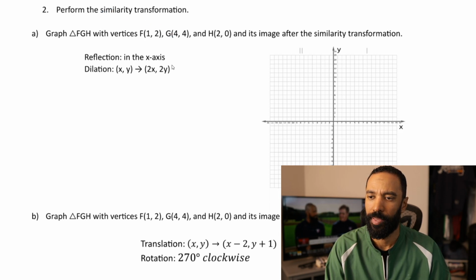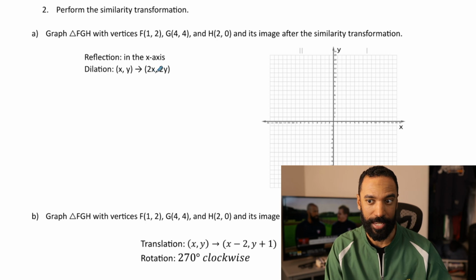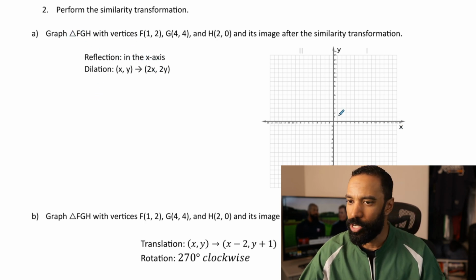More on 8.2? Yeah. Perform the similarity transformation. We graph triangle FGH with these vertices and its image after the following transformation. And they provide us a rule. It's like a dilation rule. Oh, and reflection in the x-axis. I totally missed that. So let's get FGH here.